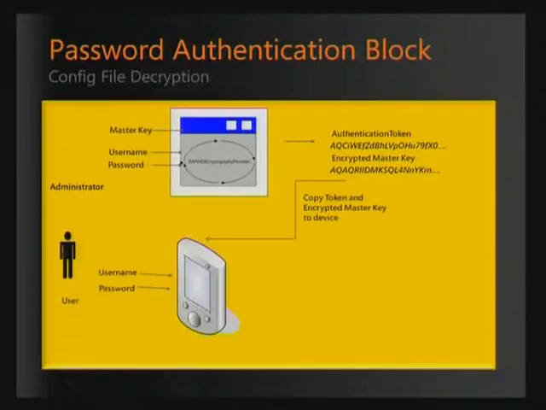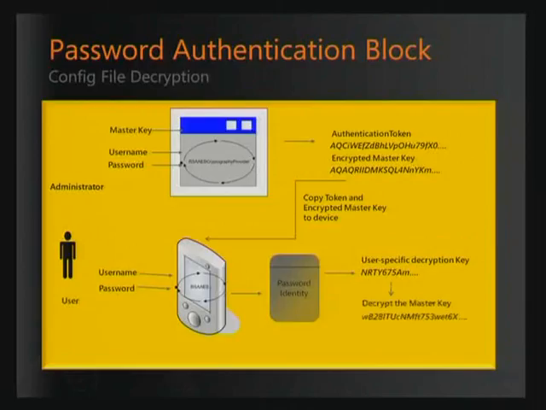Then you get those onto the device, and on the device, the user logs in with their username and password. First of all, we use the token to decide if they are who they say. We say, yeah, absolutely. It gives us a password identity object, actually, at the code level. The password identity has a property on it, which is the user-specific decryption key based on that username and password. You then take that decryption key, pass it into another class, and that then decrypts your master key. And from that, you decrypt the config file. Job done.